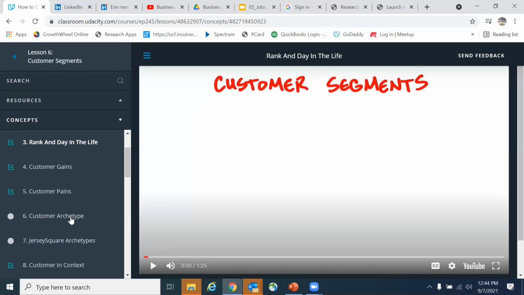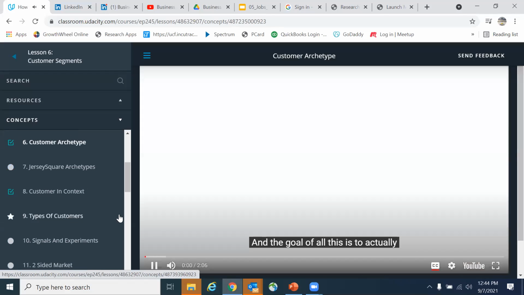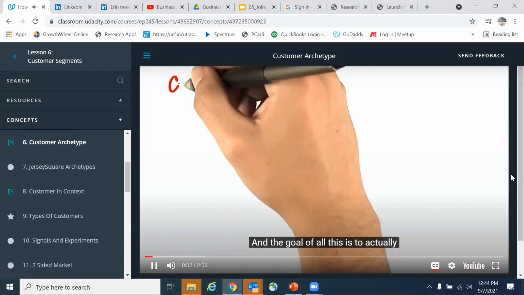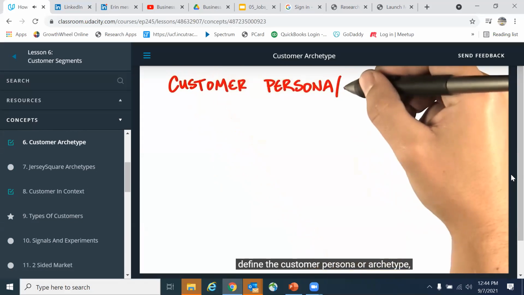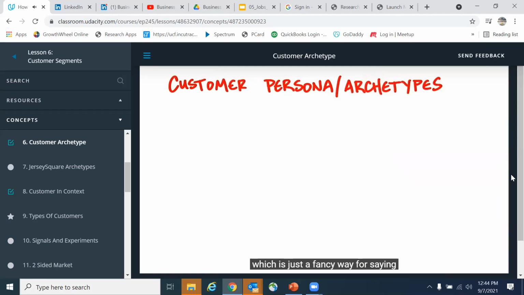And remember, your homework is to watch these videos. It's going to help you a lot. It's going to help you to develop your value proposition canvas. The whole idea of this is just to get to the customer archetype. And the goal of all this is to actually define the customer persona or archetype, which is just a fancy way of saying, I want you to know everything about those customers.